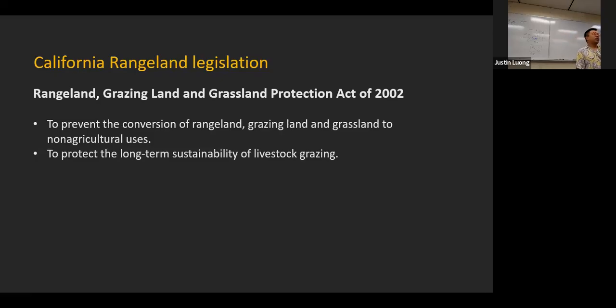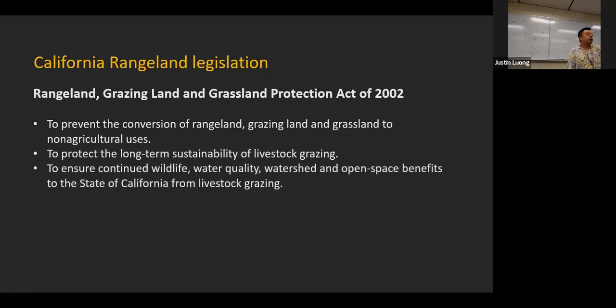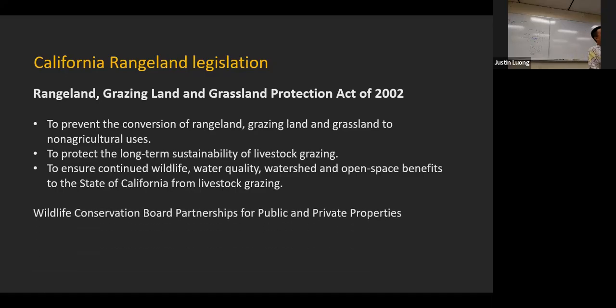But it's more to protect the long-term ability to have livestock grazing, because we need open space to do so. It's also to ensure continued wildlife, water quality, watershed, and open space benefits from livestock grazing. And this is legislation that was pushed through in partnership with the Wildlife Conservation Board, WCB. They are very big, important funders and policy advocates across our state.